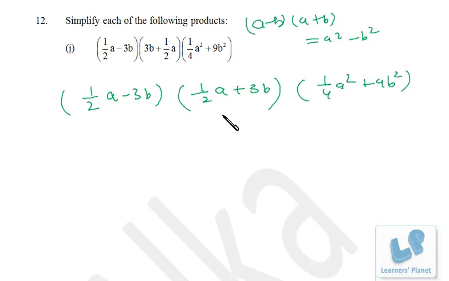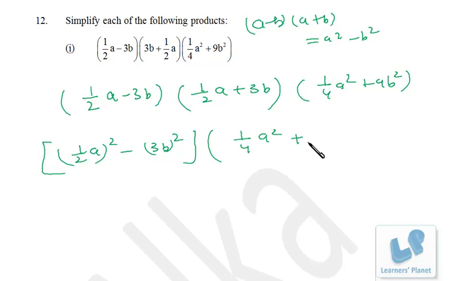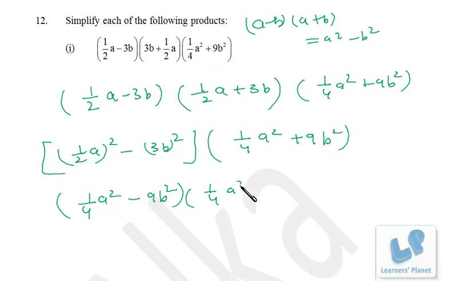The same thing is over here: the square of the first term minus the square of the second term. Now this is (½a)², that is ¼a², minus 9b², and this is ¼a² + 9b². Further, this is in the format (a − b)(a + b), so further it is a² − b².